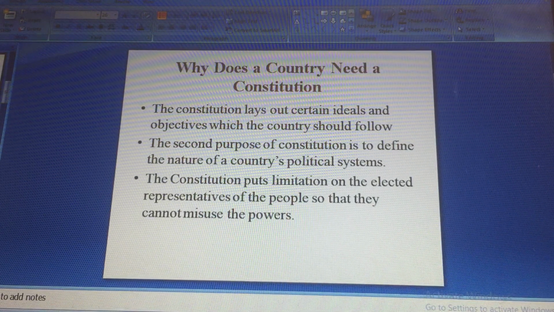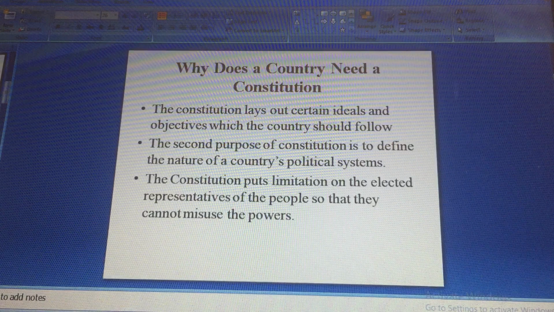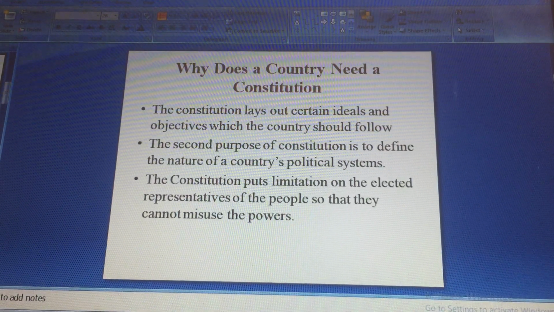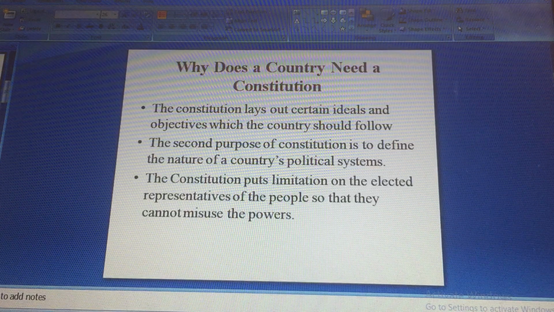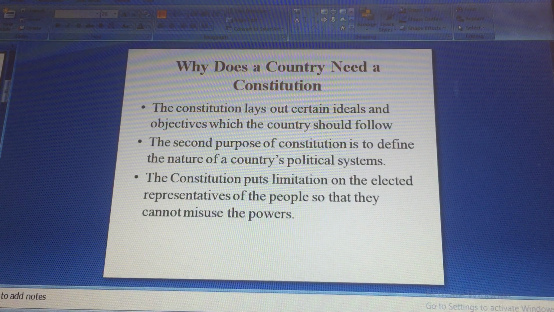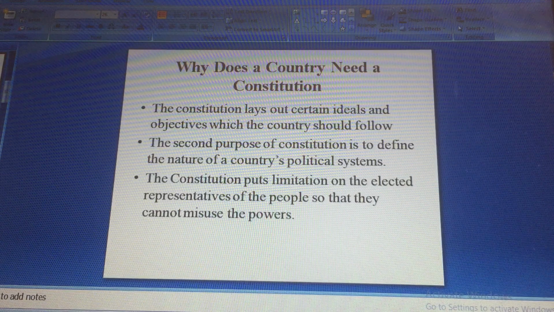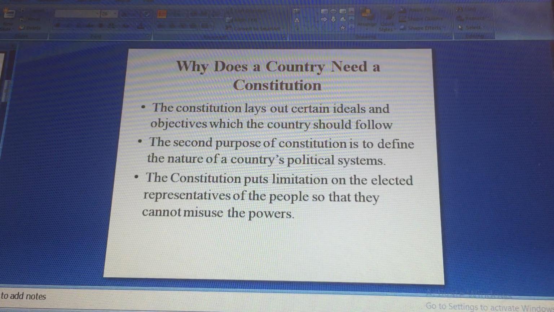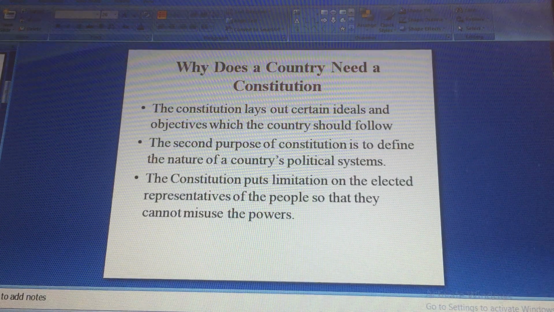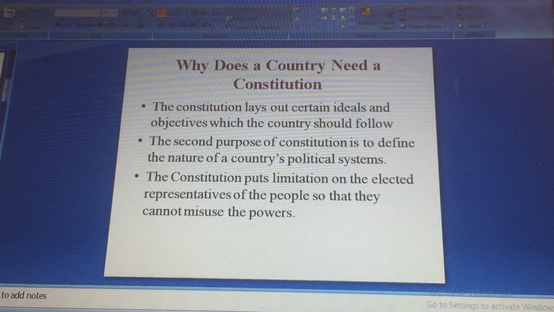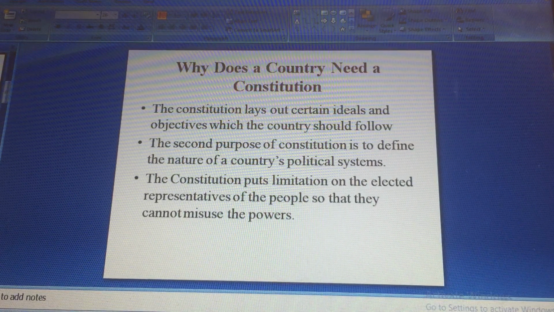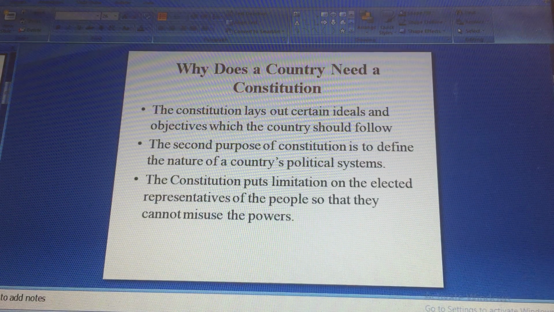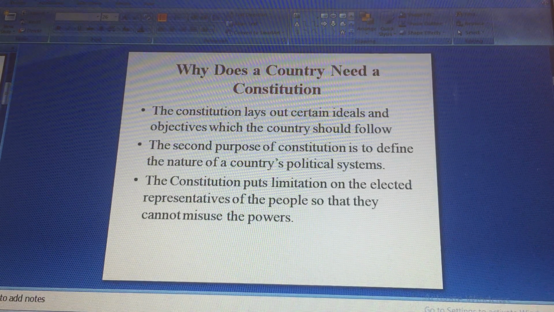So the constitution clearly defines what kind of political system that particular country will be having. Like we do have a parliamentary form of government. We have two houses, Lok Sabha and Rajya Sabha. How representatives are chosen for Lok Sabha and Rajya Sabha, what all the procedure is and how it will be done, everything in detail. Political system, like we have a federal system, center and state, how the representatives will be elected, everything is clearly mentioned in the constitution.